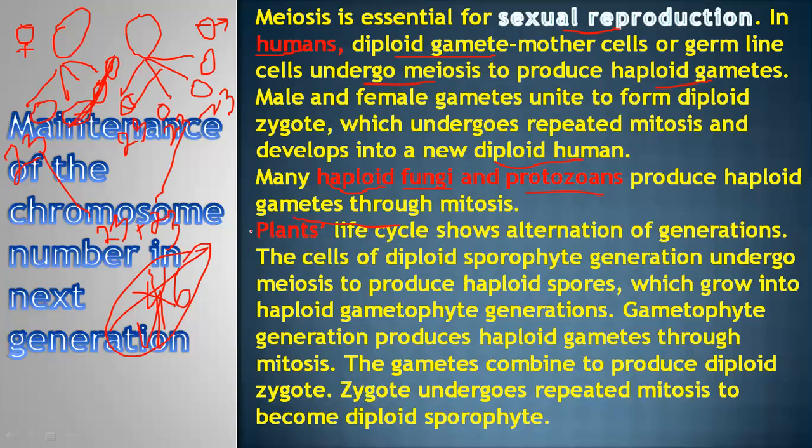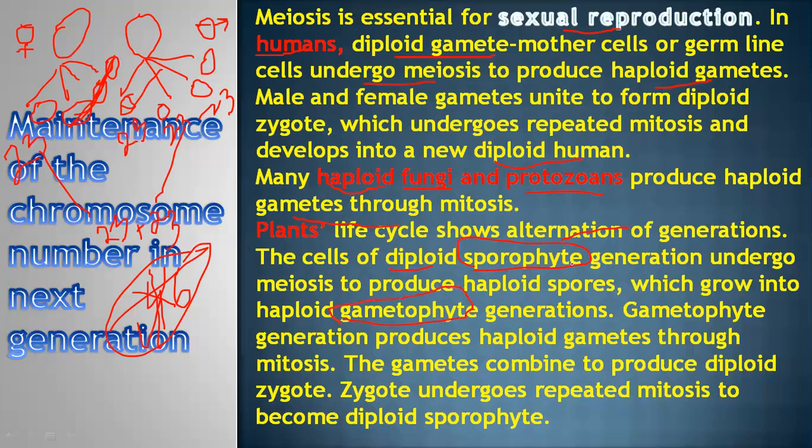Number three, we'll see which type of organisms there are. Plants. The plant life cycle shows alternation of generation. Alternation means change from one to the second and then from the second back to the first, because in all plants there are two types of generations. What are these? We will see right now. There are two generations in a plant's life: the sporophyte generation and the gametophyte generation.